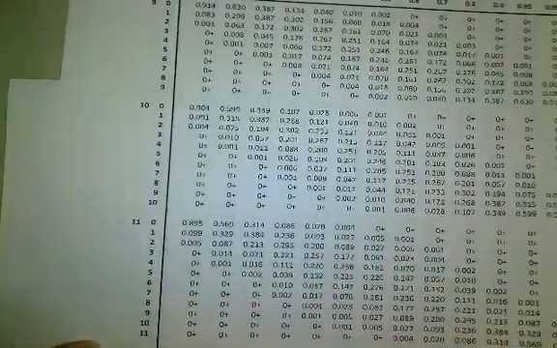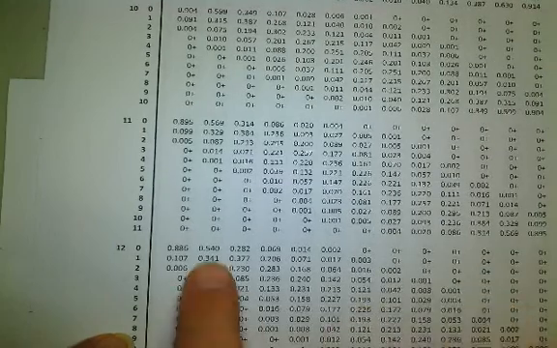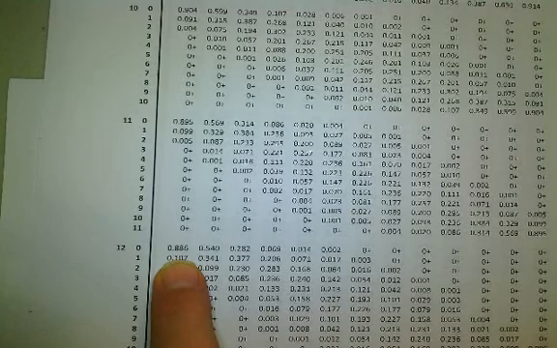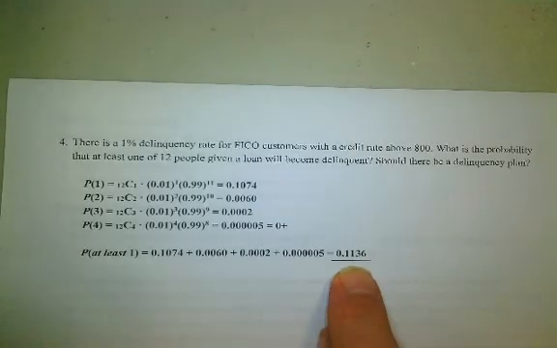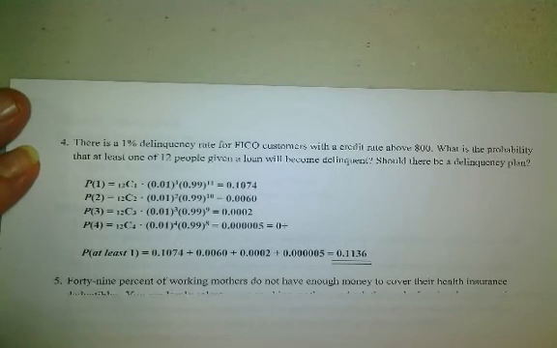Now, using the table, we could have done the none case. Okay, the none case for 12 was 0.886. Subtract that from 1 would be at least 1. 1 minus 0.886 would be 0.114. We calculated 0.1136, 0.114, 0.1136, pretty much the same thing to 3 decimal places. So that's how to calculate at least 1.